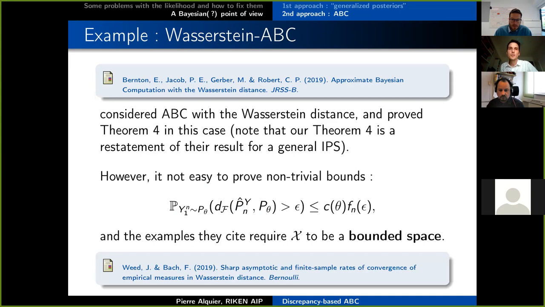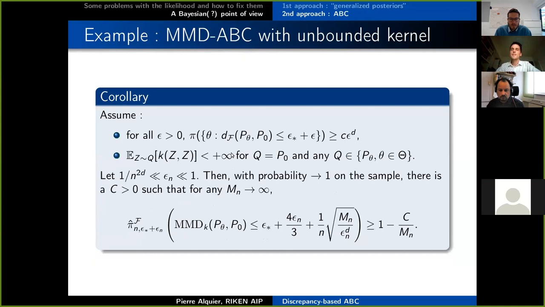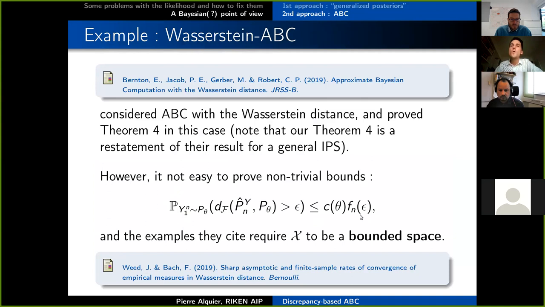of this result, the result where you don't have Rademacher, because once again, for Wasserstein distance, you don't have Rademacher complexities that go to zero. So they also check this assumption on some cases. The take home message is that it works in some cases, but it's not always possible. These bounds impose some restrictive assumptions. For example, a bound like that is provided in the paper by Weed and Bach, and it requires that the observation is in a bounded space. So you obtain something that is very interesting in some settings, but that implies a small loss in generality.